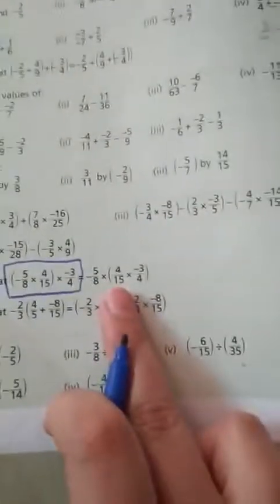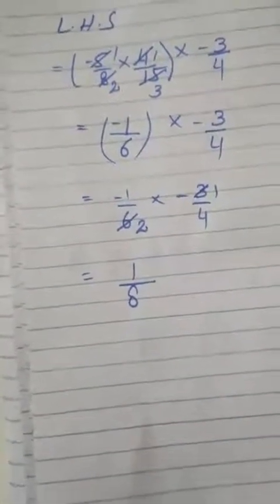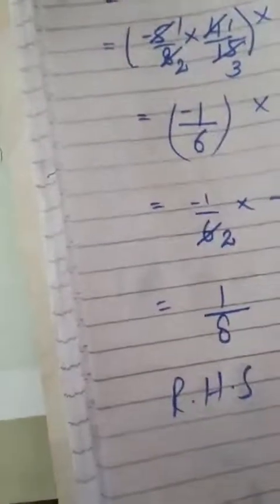Try its left side by yourself. The answer will be 1 by 8. If your answer does not come 1 by 8, then you are solving it wrong. Okay. Right hand side homework. Try it by yourself.